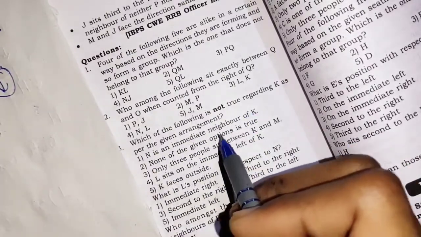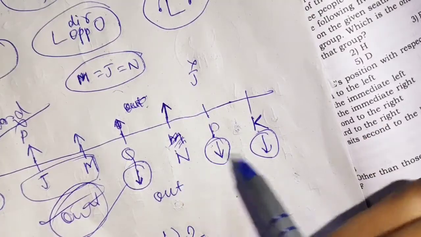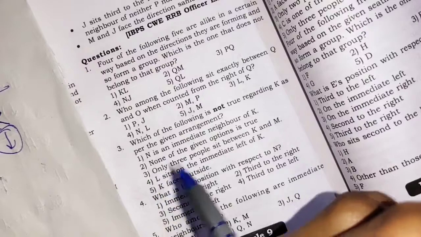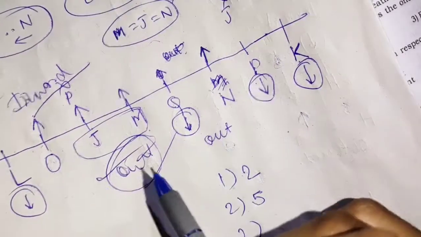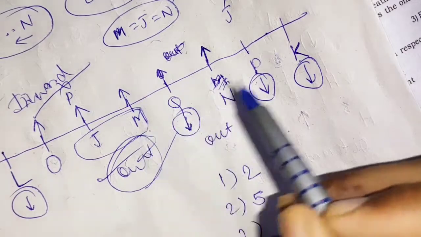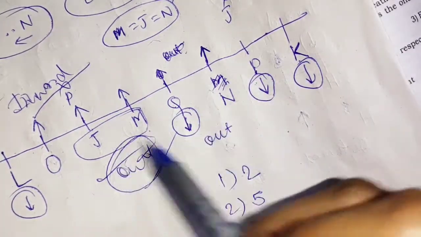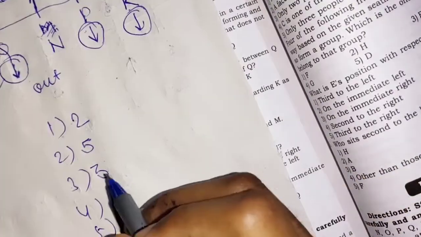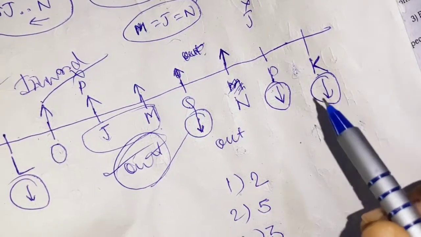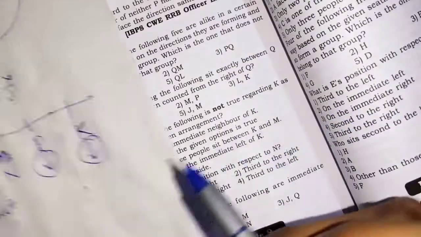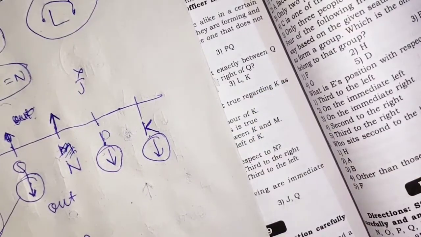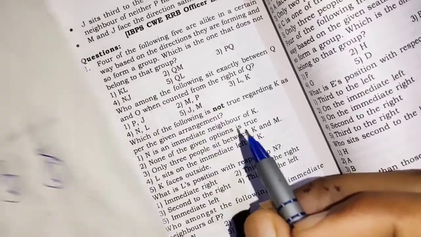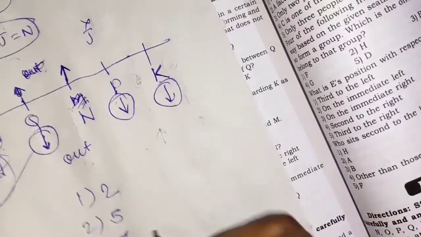Which of the following is not true? N is an immediate neighbor of K. Is N an immediate neighbor of K? No, N is not an immediate neighbor of K. Only 3 people sit between K and M. Yes, only 3 persons: 1, 2, 3. Only 3 persons are sitting between K and M, so this is true. Sorry, which of the following is not true? So the first is not true. N is not an immediate neighbor of K.